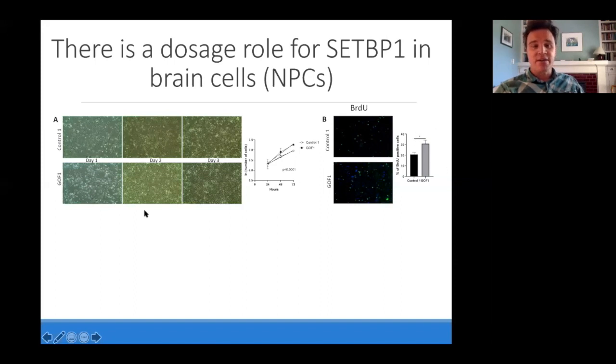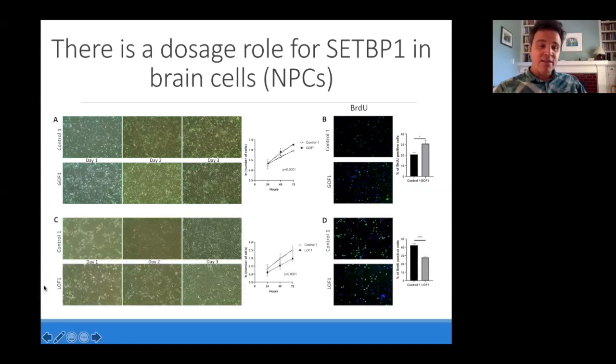If you just look at the bar graph over here, there's sort of what the cells look like in a dish, very low resolution, but take my word for it, we can pick it up relatively easily that there's more proliferation in the Schinzel-Giedion case. And when we look at the loss of function, we can also pick up that there are fewer cells dividing and growing in the neural progenitor cell state. So right away, we're able to use what we know from the leukemia studies and say, look, there is a mirror image effect happening, where we're getting less proliferation in the SETBP1 deficiency and more in the gain of function group. That alone can lead to a lot of problems downstream.